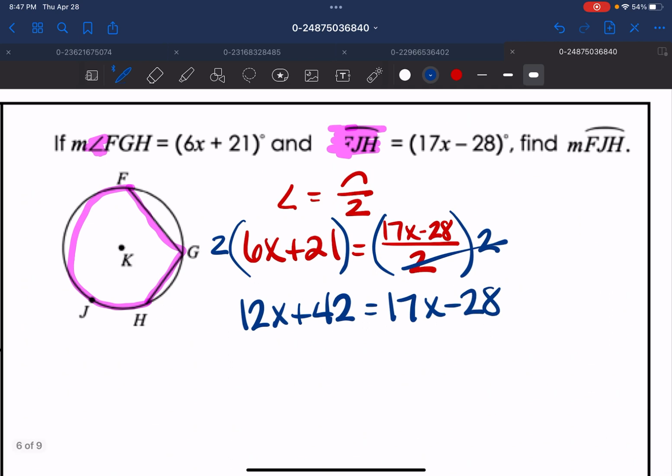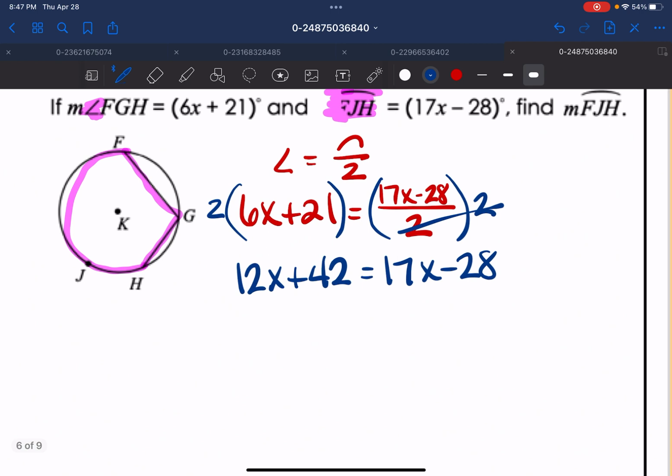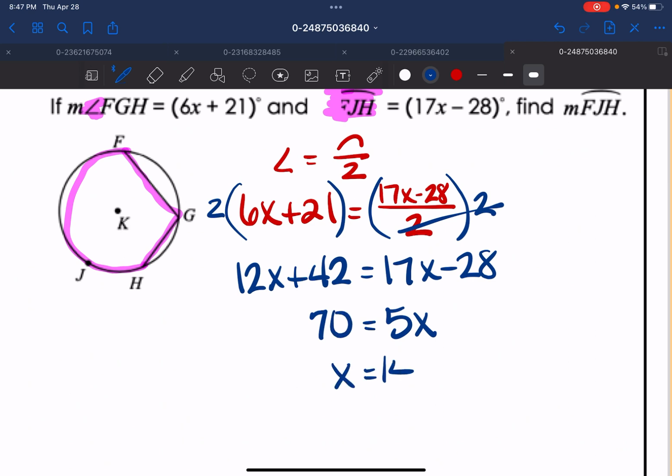So move the 12x over, and that gives us 5x. Add 28 over, that gives us 70. Divide by 5, and x equals 14.